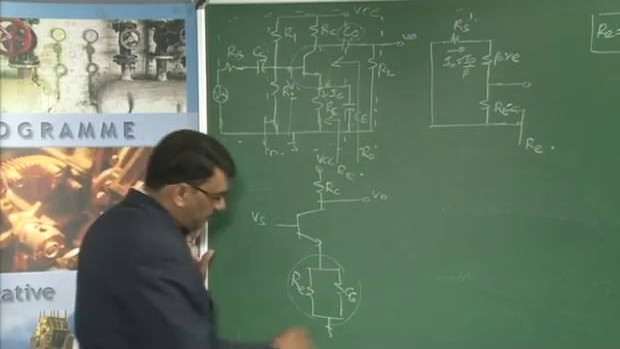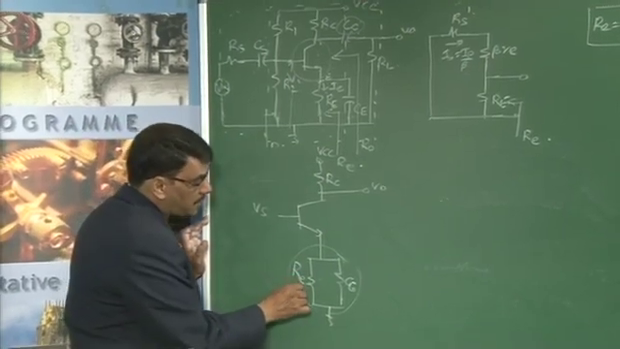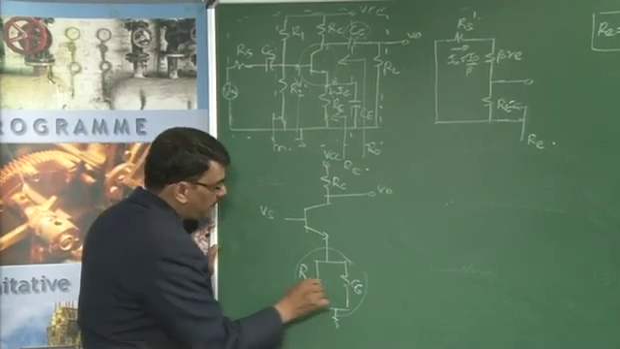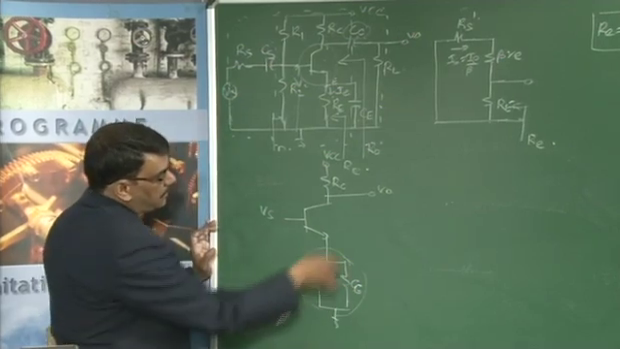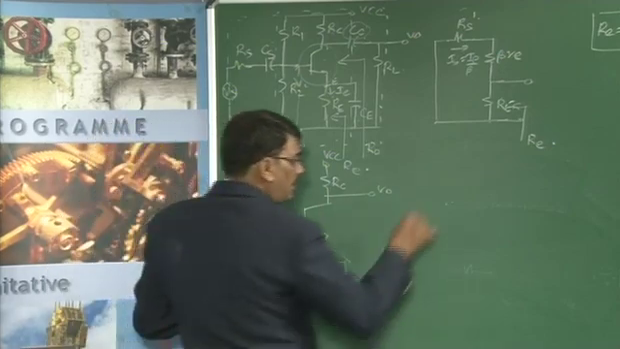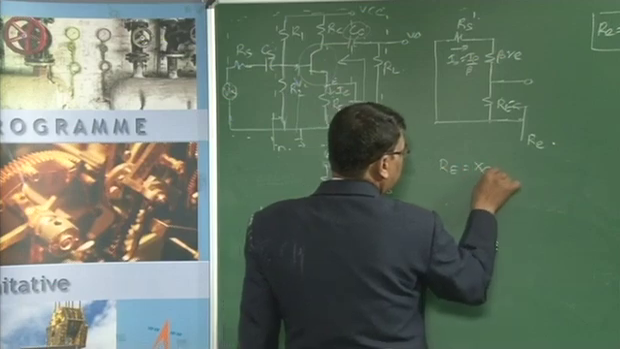We know that once again you have to use the maximum power transfer theorem: the reactance of this C_E is equal to R_E. Under that condition, this network transfers the maximum power. Then you are writing R_E is equal to X_C.